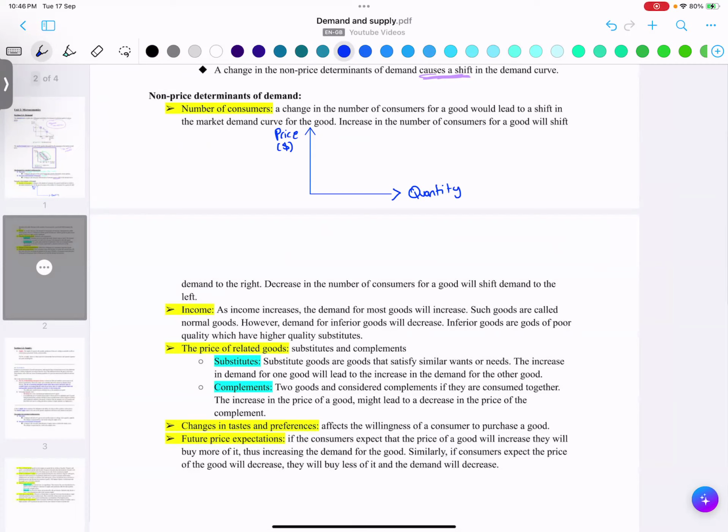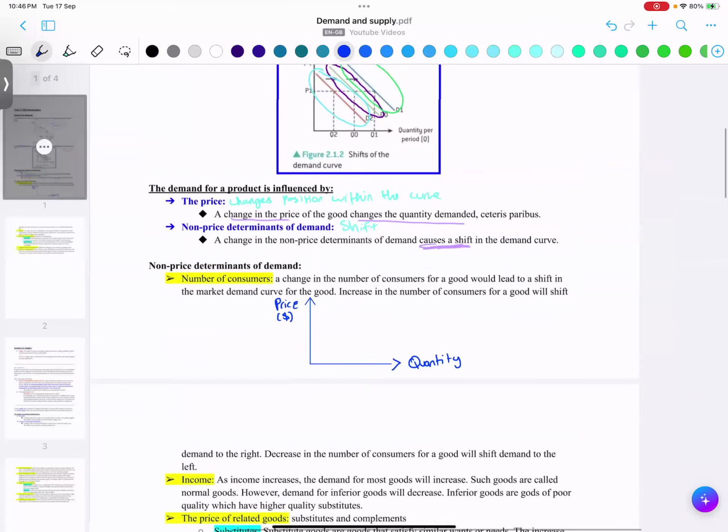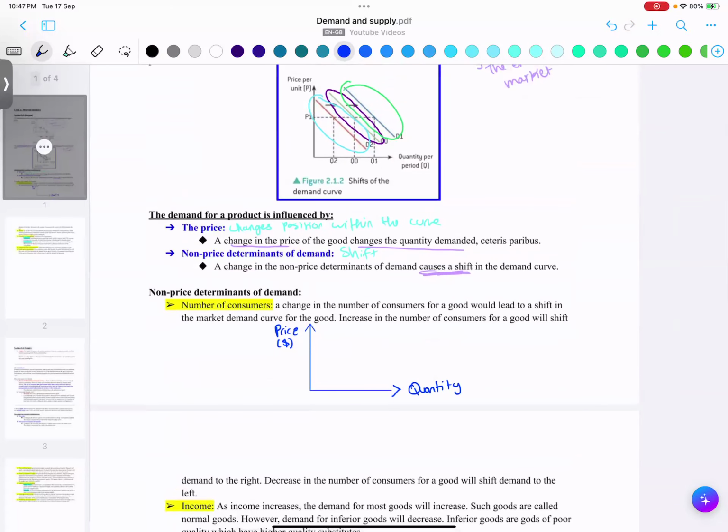Okay. So now we have the demand curve. This was once the demand curve, right? Let's say at this point the price was $10. The quantity was, let's say, 5.